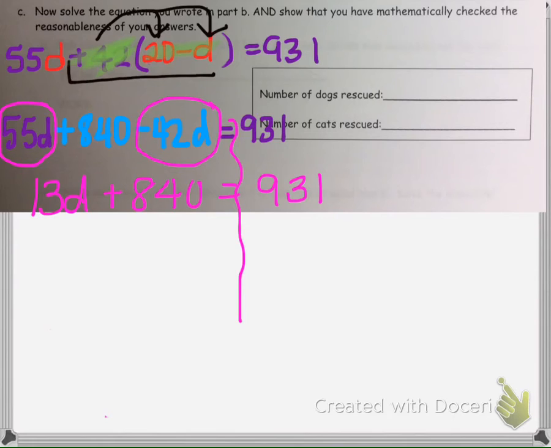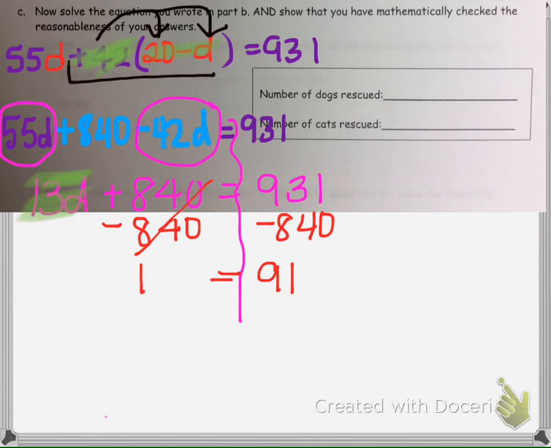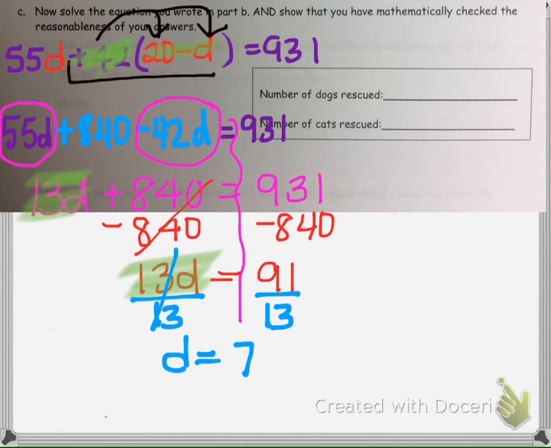Now, if you're using the steps that we learned in class, I highlight where the variable is, and that helps me remember that I need to get rid of what's next to it. And then the very last step, when this variable term is isolated, we divide by the coefficient of D, which is 13. And we get D equals 7.